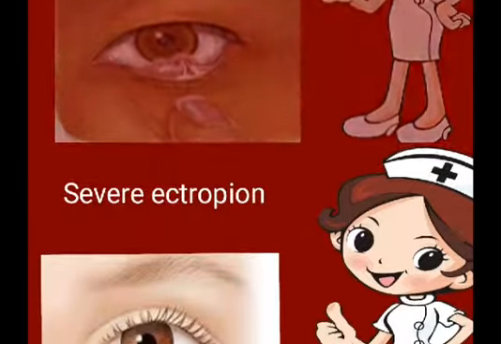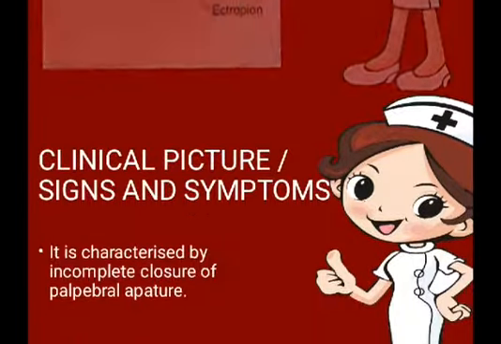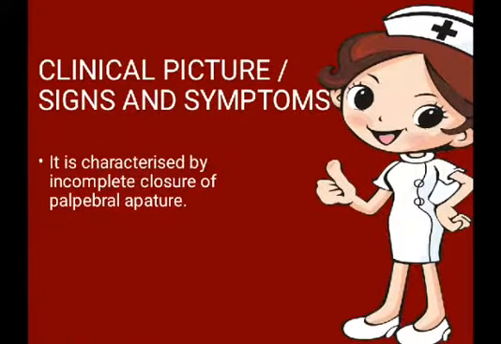Now let's move to the third one, severe ectropion. The word ectropion means outturning of the lid margin. So here you are noticing that the lid margin turns outward, away from our eyeball. This is known as ectropion. When it becomes severe, it becomes the third cause.